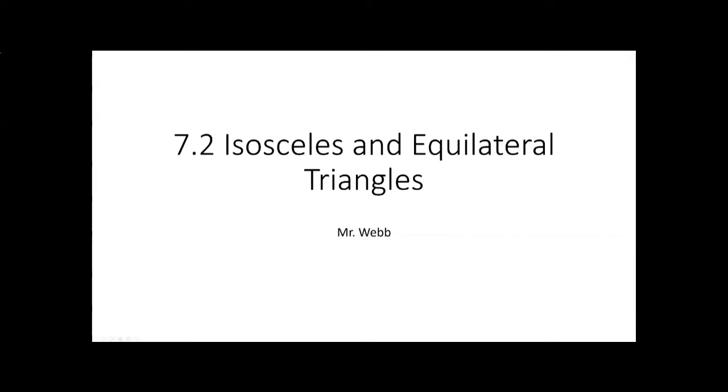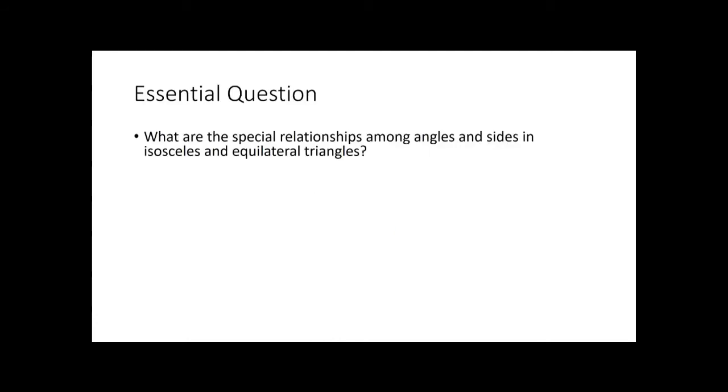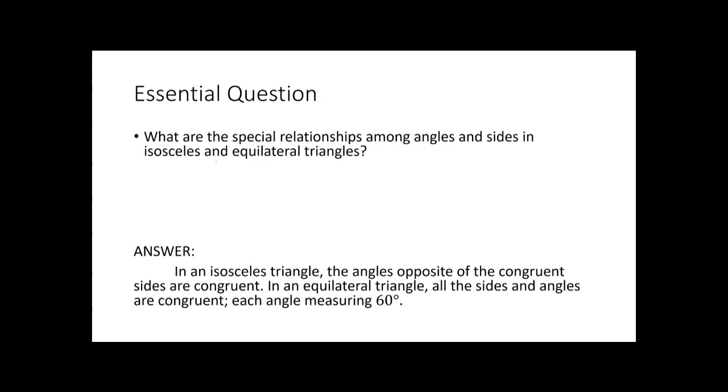Hi guys, this is module 7.2, isosceles and equilateral triangles. So our essential question is, what are the special relationships among angles and sides in isosceles and equilateral triangles? The shortest answer possible, basically, is in an isosceles triangle, the angles opposite of the congruent sides are congruent.